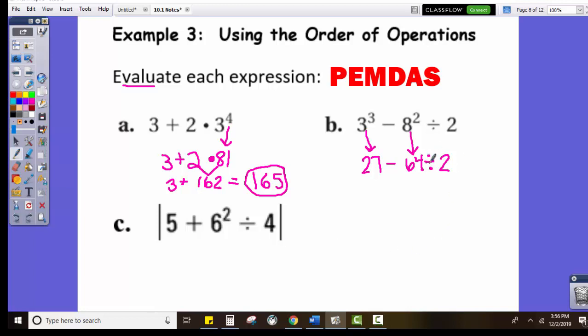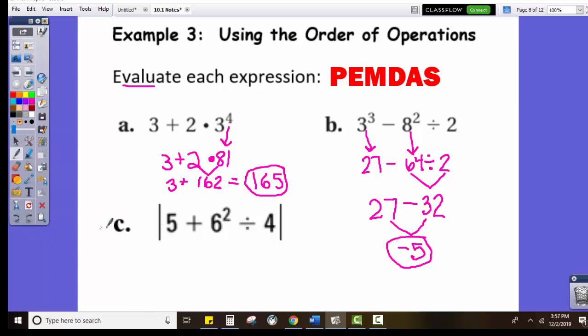Okay, now I'm going to divide before subtracting. So negative 64, I'm treating this minus with the 64. So negative 64 divided by 2 is negative 32. Then I'll bring down the 27 out front. And 27 minus 32 is negative 5.